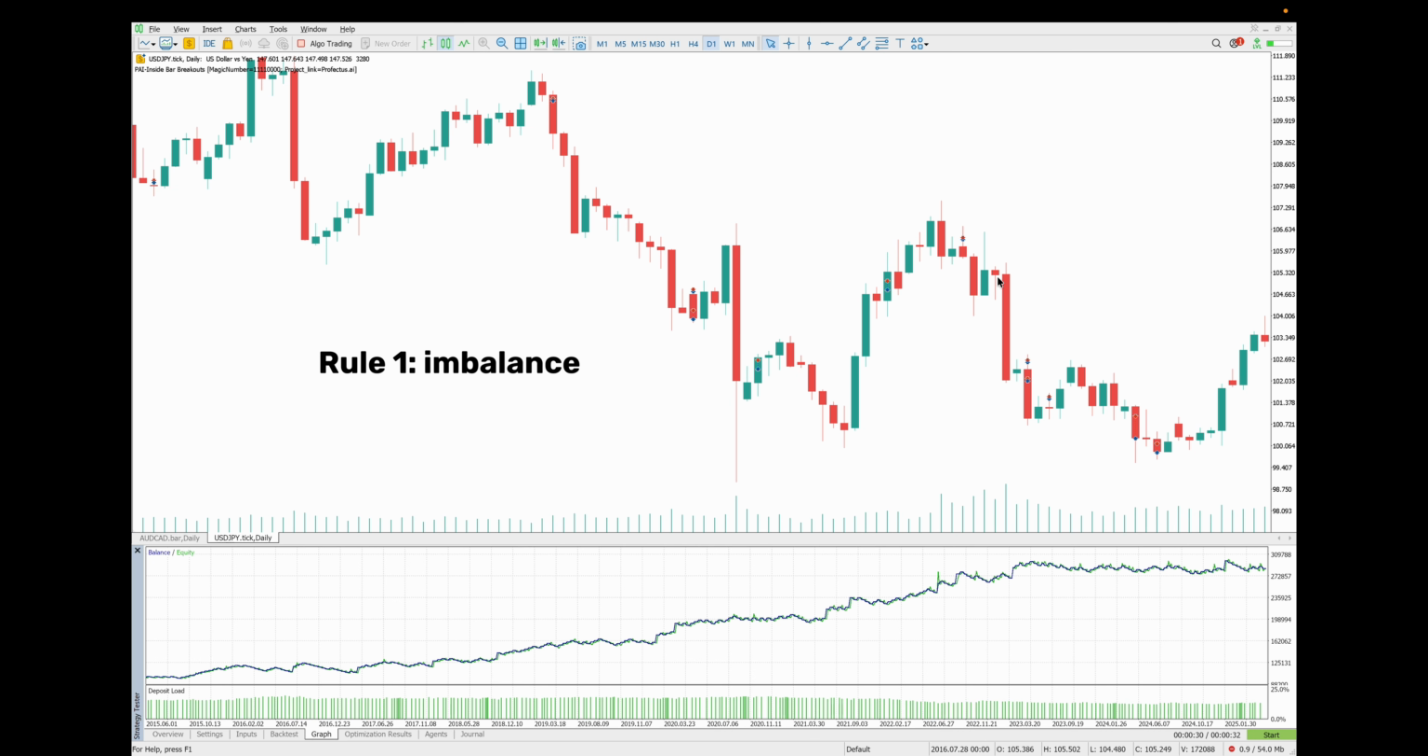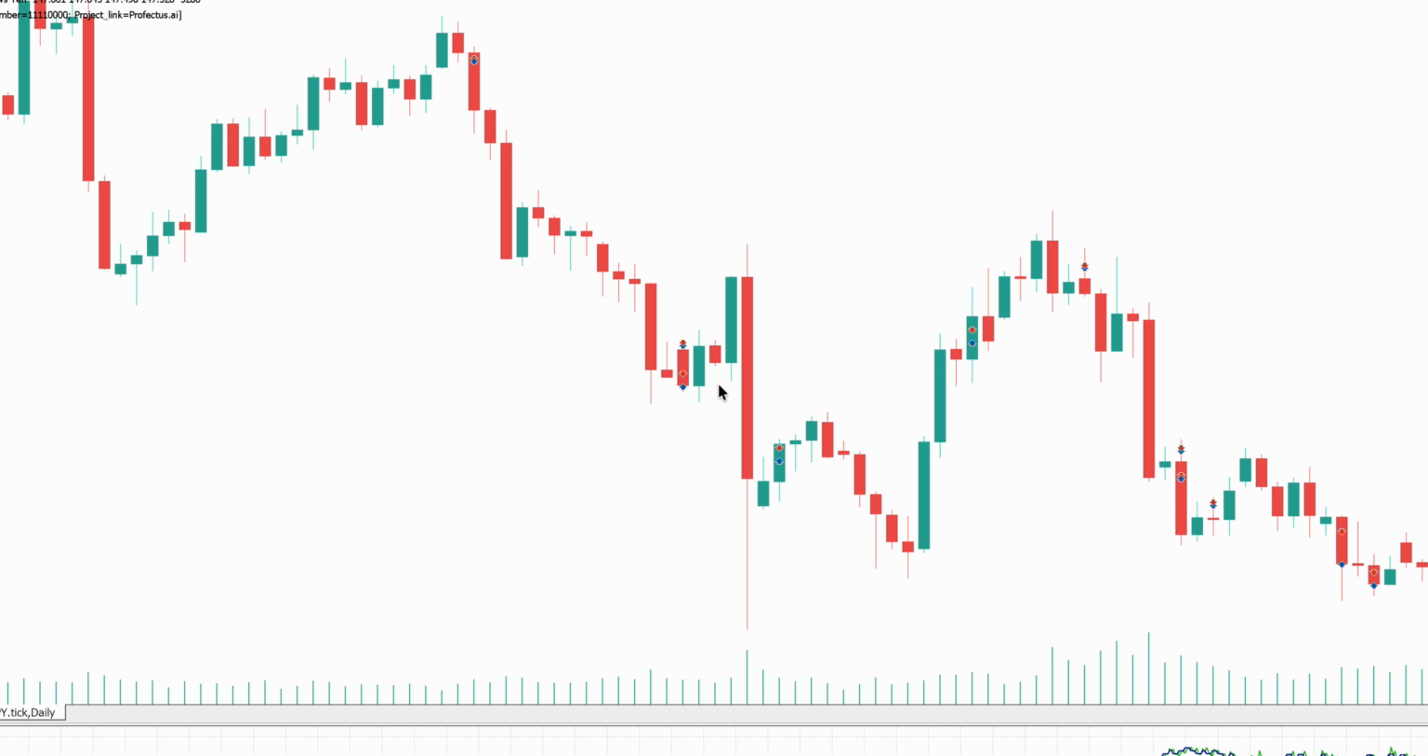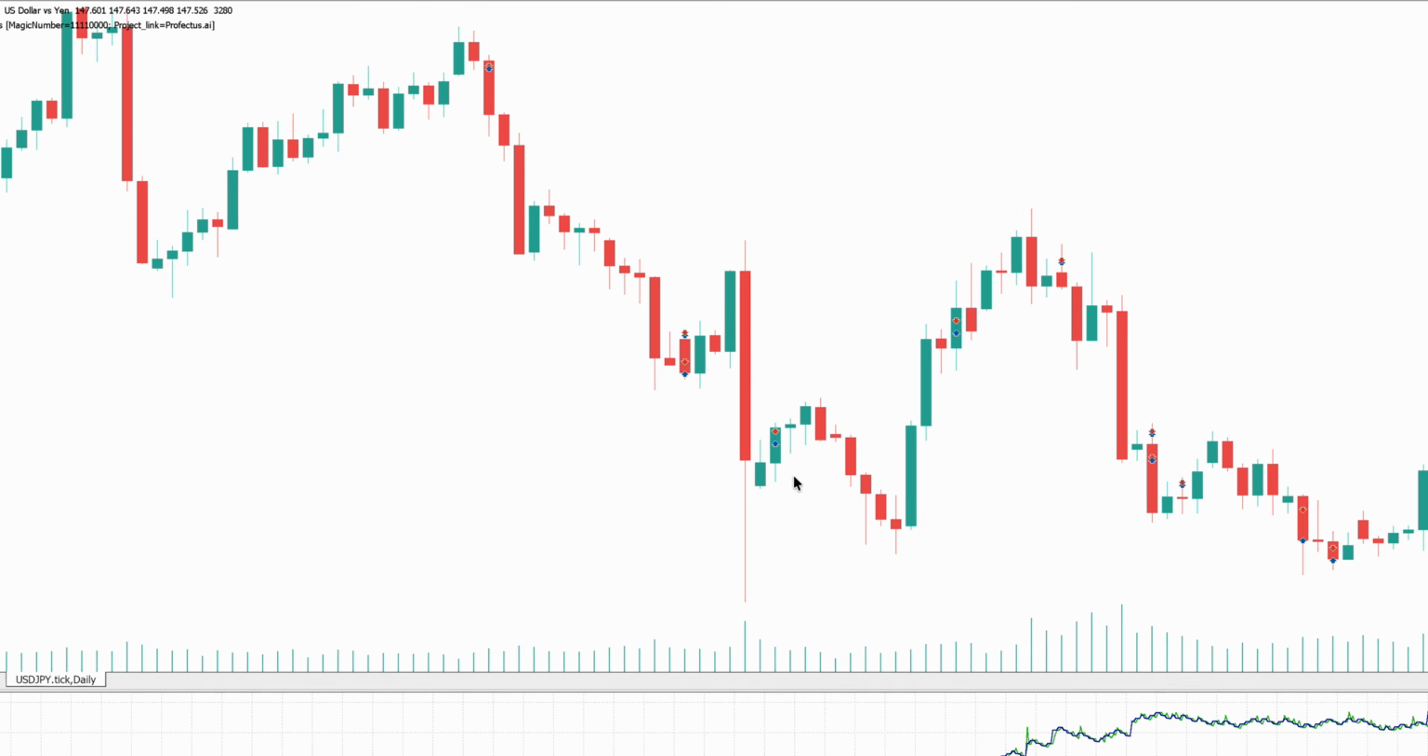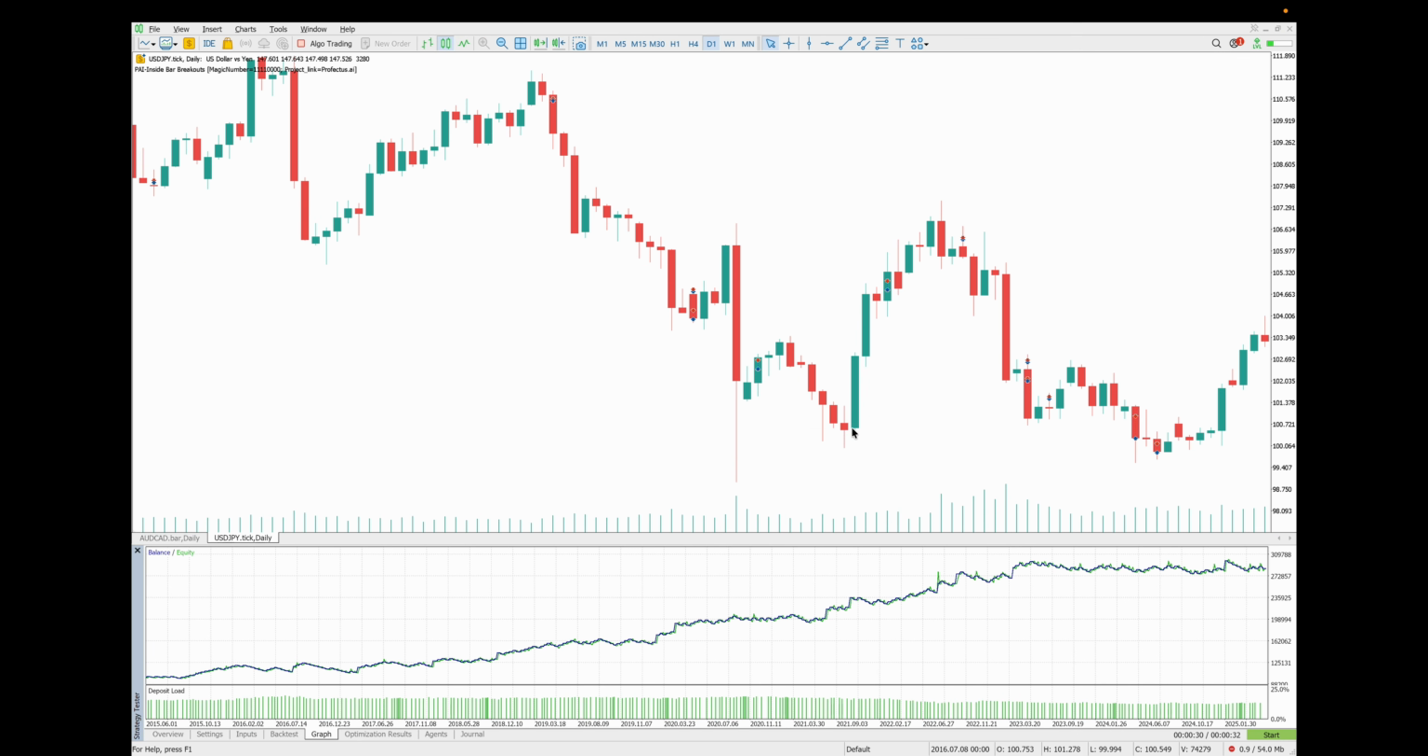We need to see an imbalance, but it also needs to be an inside bar. But let's first start with the imbalance. How to define that? The body is, of course, the red thing you see here from open to close. And then you have your wick. So a wick is normally at the top and the bottom of a candle. These are the wicks, these are the bodies.